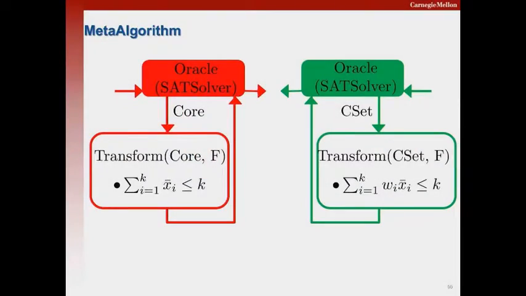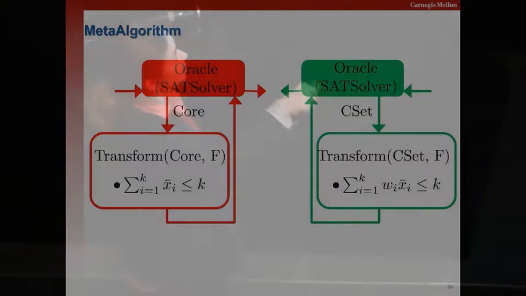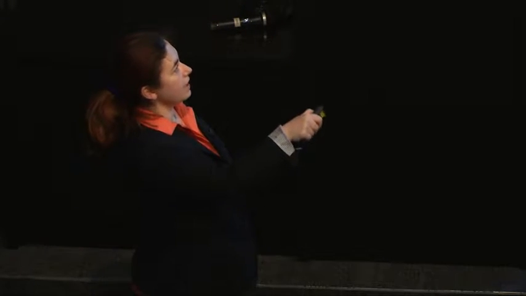Now, based on this notion, we can build an iterative search algorithm. So let's look at core-guided search. We have an oracle, which is usually a SAT solver. We give it a formula. It returns the core. We relax the formula, usually using this type of linear inequality constraints that has to be converted into SAT, and feed it again, and we iterate until we find an optimal solution.